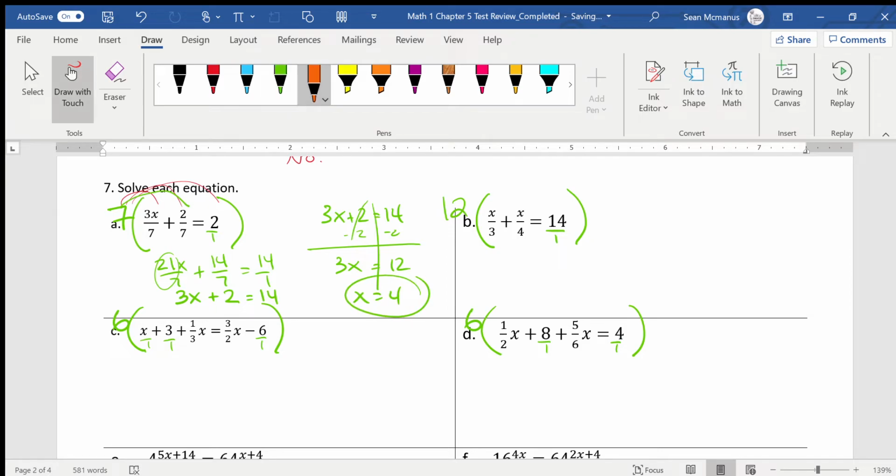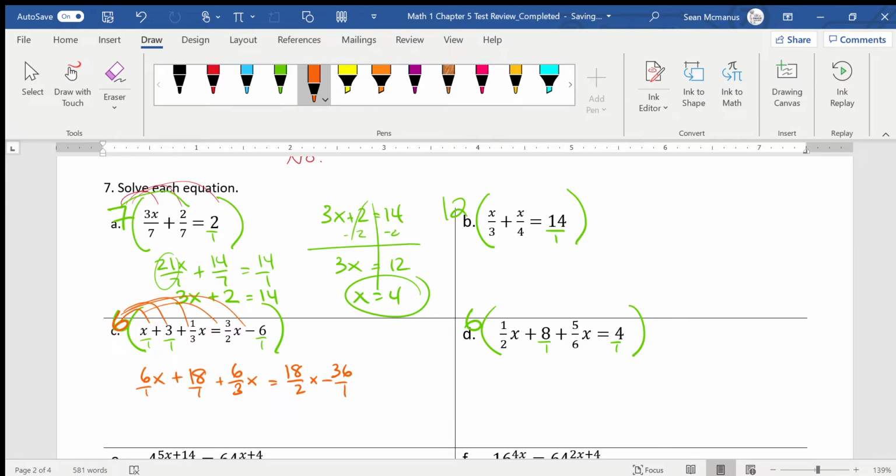I'm actually going to pick a different color here. So now I'm going to multiply a 6 all the way through. Every single term. So 6 times x gives me 6x, plus 6 times 3 is 18, right? I could keep it over 1. 6 times 1 is 6 over 3x. 6 times 3 is 18 over 2x. 6 times 6 is 36.